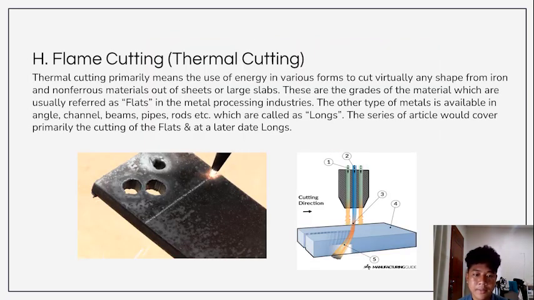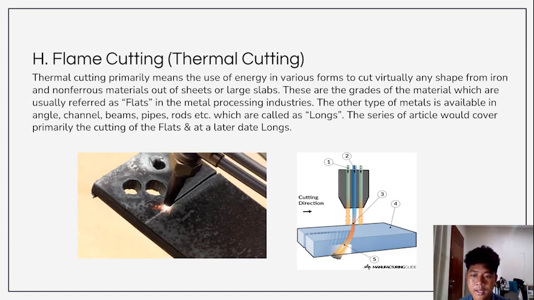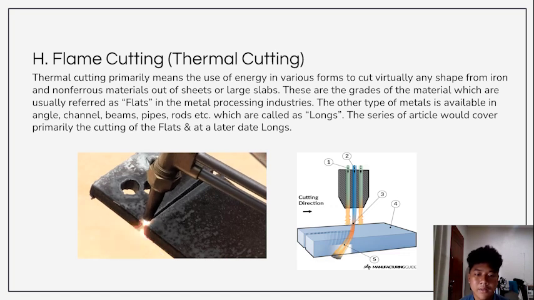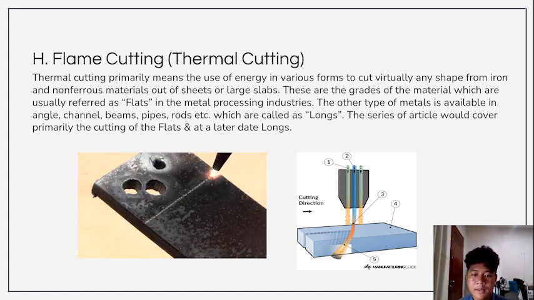Next one is flame cutting or thermal cutting. It primarily means the use of energy in various forms to cut virtually any shape from iron and non-ferrous material out of sheet or larger slab. These are the grades of the material which are usually referred to as flat in the metal processing industry.